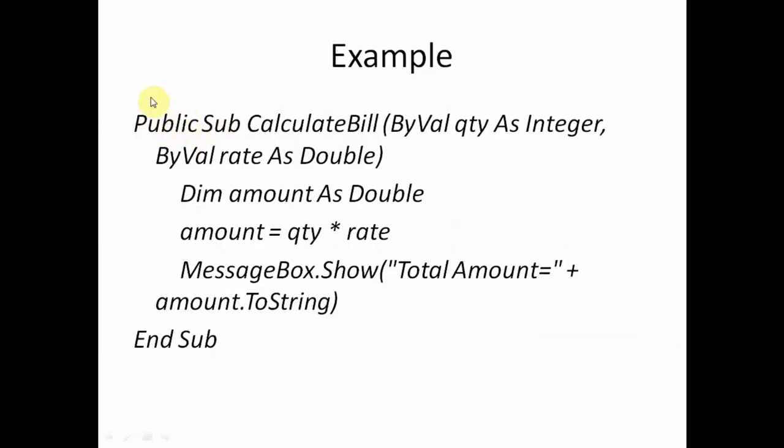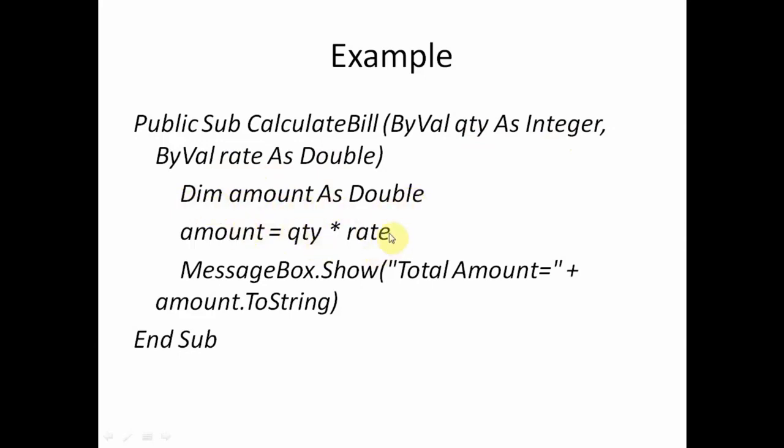Public Sub: Public is the access specifier, and Sub is the keyword which specifies that this procedure is a subroutine. CalculateBill is the name of the subroutine, and there are two arguments passed within this subroutine, and both are passed as a value, so the ByVal keyword is used. The first argument is quantity, which is of Integer data type, and the second argument is rate, which is of Double data type.